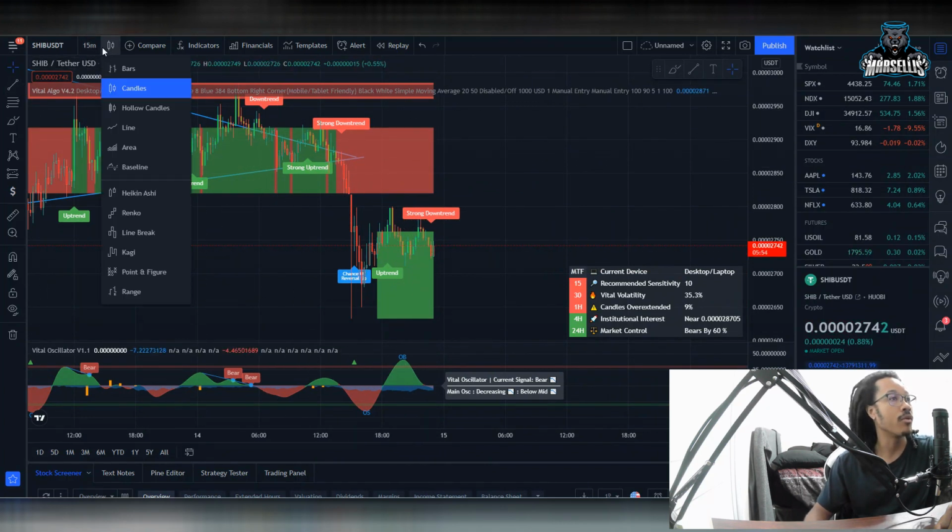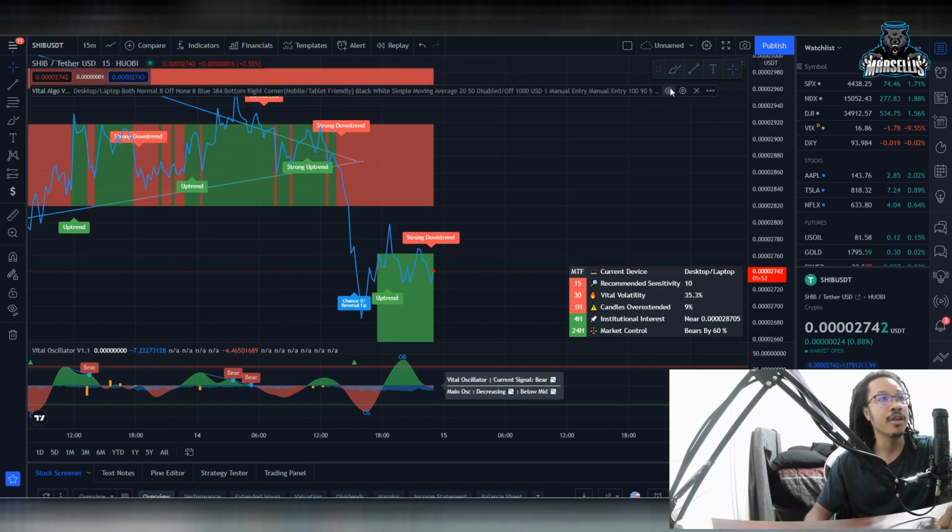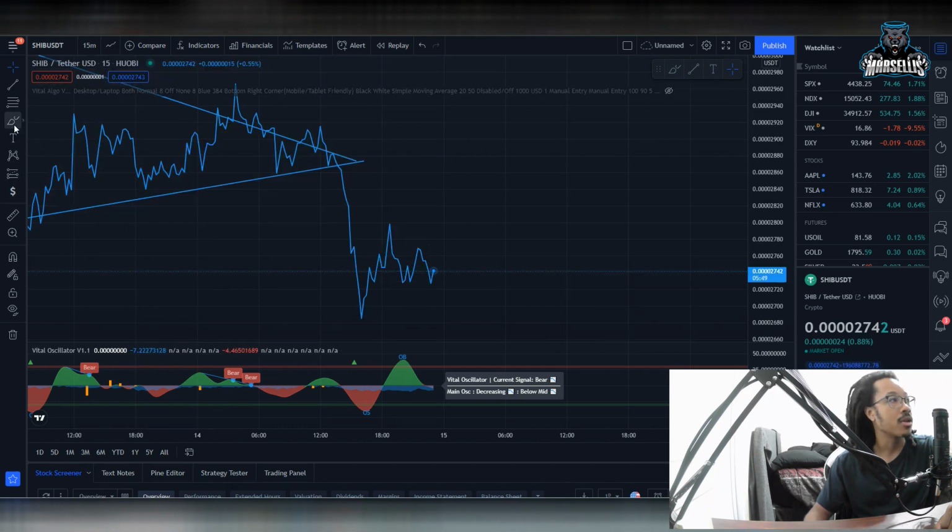And if you go over here and you look at this area, just put on the line view and then go ahead and hide that. You can definitely see that Shib is on a downtrend here. So let me back out of this and show you that.